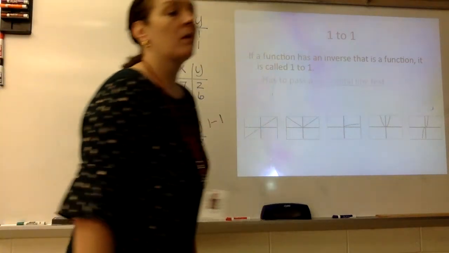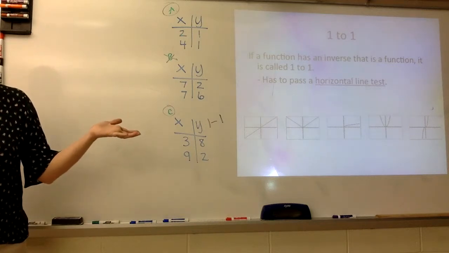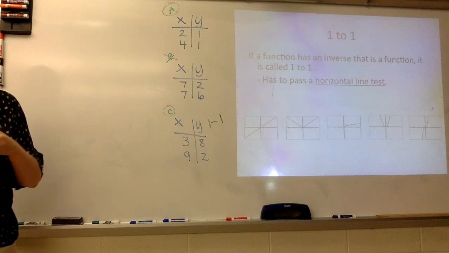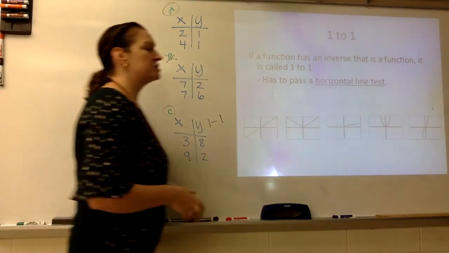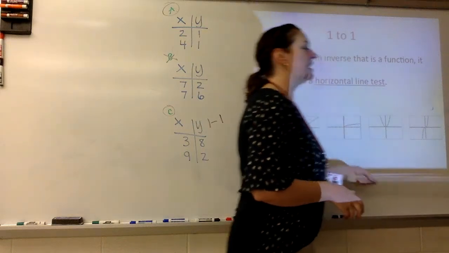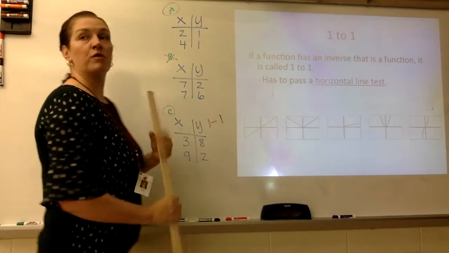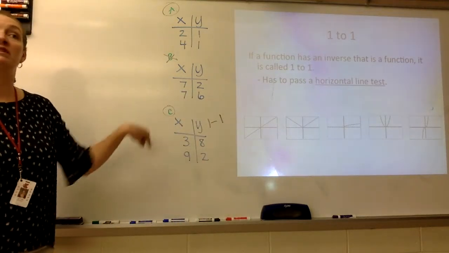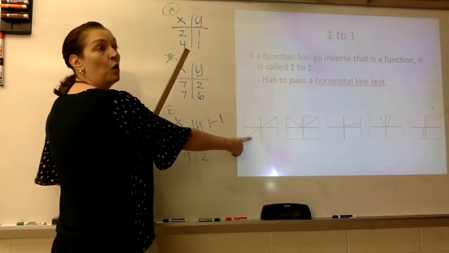Now, we have a line test that we can use on an original function to determine whether or not that function is a 1-to-1. It's called the horizontal line test. So it's just like the vertical line test. If I take a horizontal line, pass it through the graph, if it touches at more than one place, it means the inverse is not a function, therefore the original is not 1-to-1. So this one would be 1-to-1.